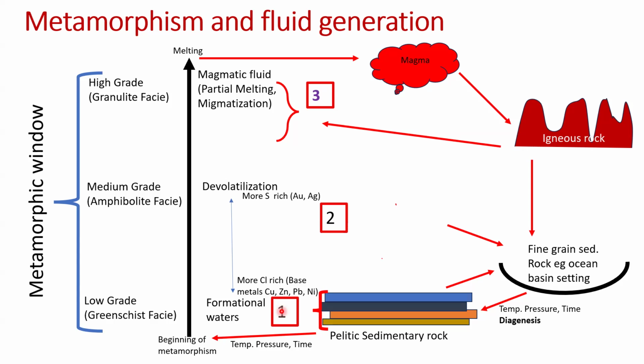So they are called either formational waters or basinal fluids. Why are these fluids important to us? It's because when you have an ocean basin that collects sediments, investigations have shown that some of the sediments within the ocean basin have salinity content even greater than the ocean waters itself. So the salinity is very high.